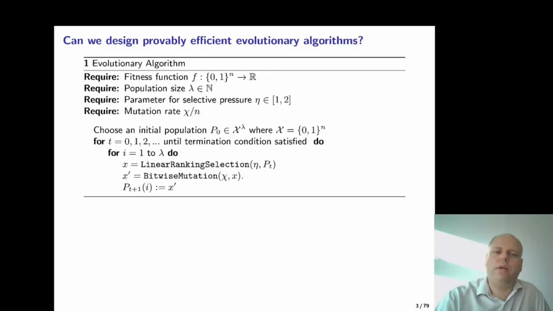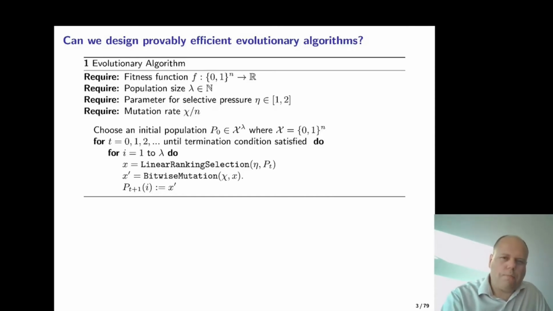Assume we have selected an individual x, then we apply bitwise mutation. For each bit position, we flip it with probability g over n. So g is now this mutation rate. We obtain the offspring, the ith offspring, and we do this lambda times to generate the next population. So a very simple algorithm.